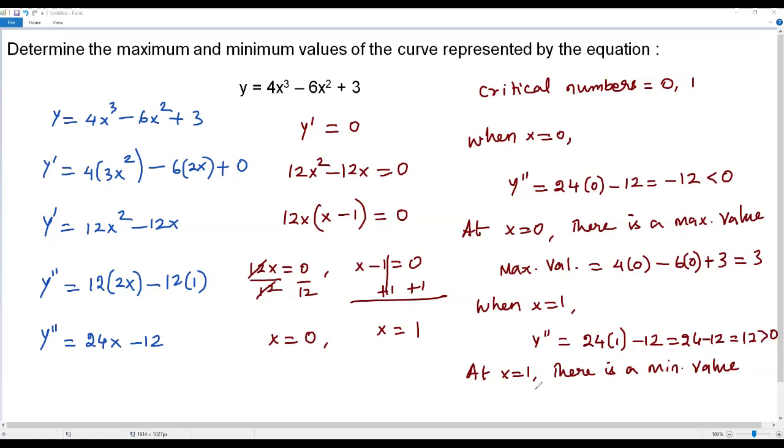To find that minimum value, I plug 1 for x into the given equation. I get 4 times 1 cubed - 6 times 1 squared + 3. So 4 times 1 is 4, and 6 times 1 is 6. 4 - 6 is -2, and -2 + 3 is just positive 1. So for the given curve, the maximum value is 3 and the minimum value is 1.